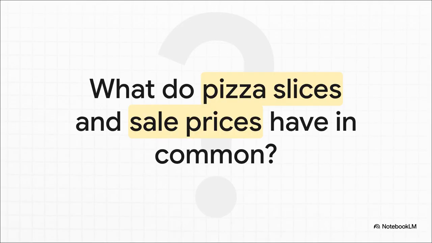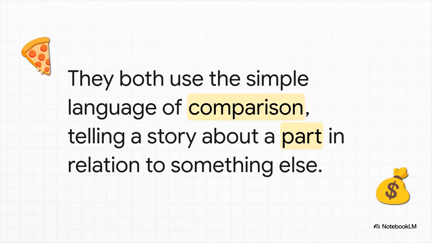Okay, so let's kick things off with a bit of a riddle. What on earth do pizza slices and sale prices have in common? I mean, they sound totally unrelated, don't they? The answer? They both use this super simple language of comparison. That's it. They're both telling a story about how one part relates to something bigger. And getting that story, well, that's everything.